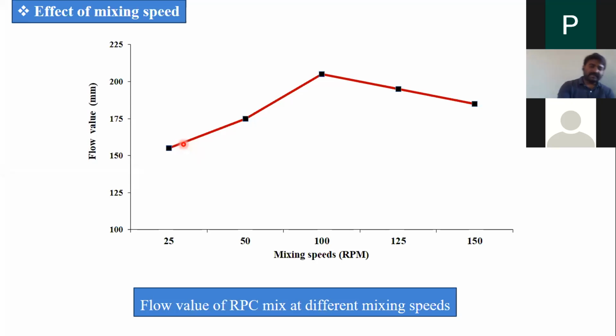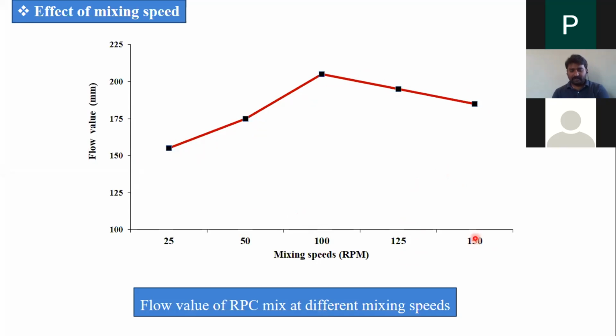The next parameter that I wanted to compare was the speed of mixing: at which speed I'll get the maximum flow value. For 25 RPM, the flow value is around 160, for 50 it is nearly 175. For 100 RPM, I'm getting the highest. If I increase the speed more and more, the flow value is decreasing. If I increase the speed, the water evaporation was very high for 125 RPM and 150 RPM.